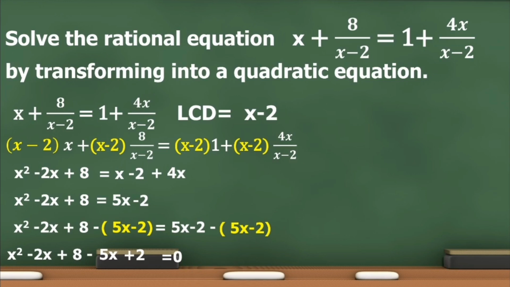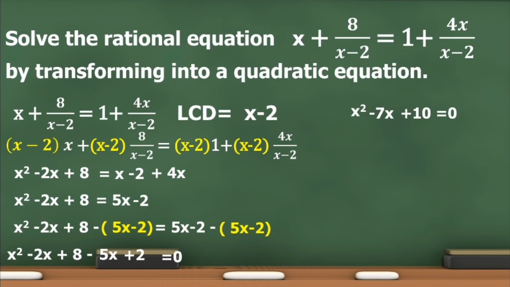Okay, next, combine natin yung like terms. So, since walang kaparehas yung ating quadratic term, isulat na natin dito sa taas. Tapos, combine natin yung negative 2x minus 5x. So, negative 2x minus 5x is negative 7x. So, mayroon tayo ditong minus 7x. Okay, next, doon naman tayo sa ating constant term. Positive 8 plus 2 is equal to positive 10. Then, equal to 0. Okay, so x squared minus 7x plus 10 is equal to 0.